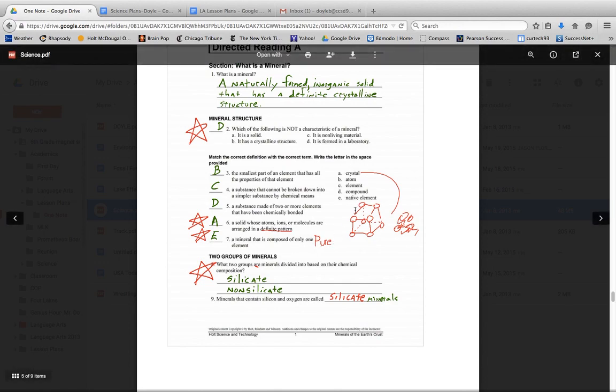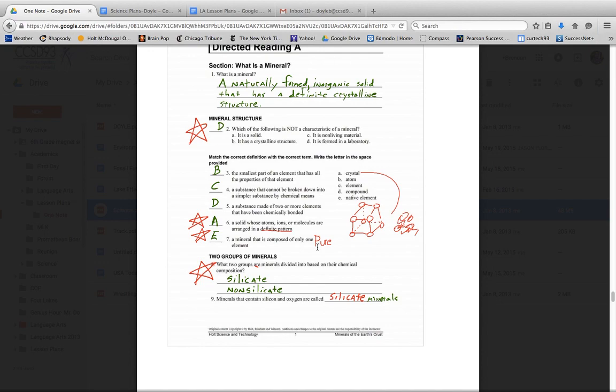Seven, for native elements, a lot of times we just call that a pure element. So if you have a sample that's all gold, it's pure gold, that would be a native element. The two groups of minerals are either silicates or non-silicates. And anything that contains silicon and oxygen, we call those silicates.